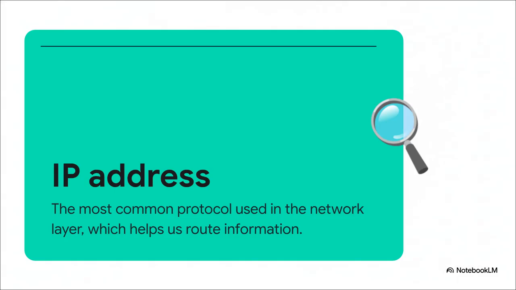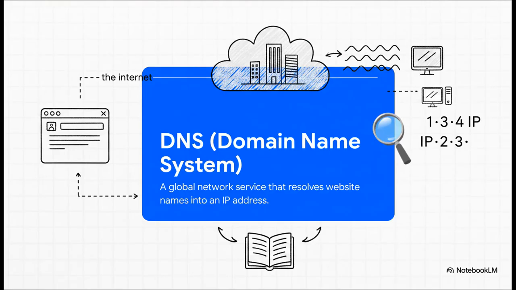Now, to talk to each other on this giant network, every single device needs an address. That's its IP address. Just think of it like a unique mailing address for your computer. It's how little packets of data know exactly where to go, whether they're traveling across the room or across the entire planet.